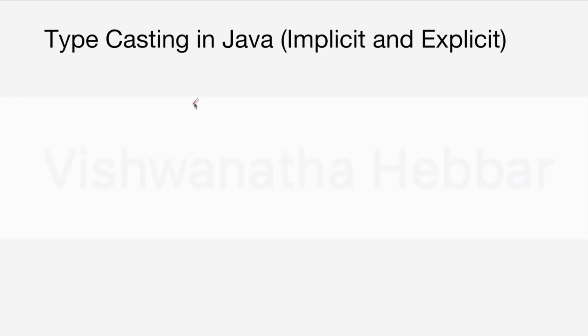Hello, welcome. Let us discuss typecasting in Java. There are mainly two types of typecasting in Java: one is implicit and the other is explicit. Let us discuss them in detail along with practicals.